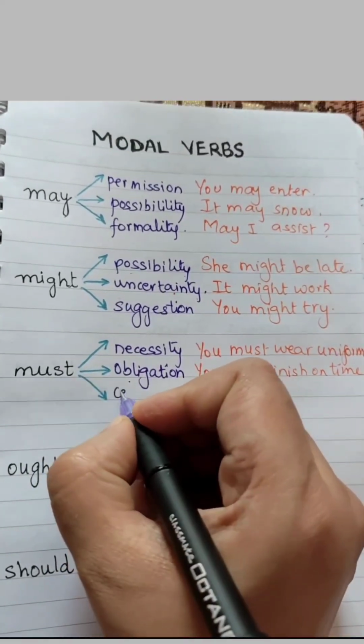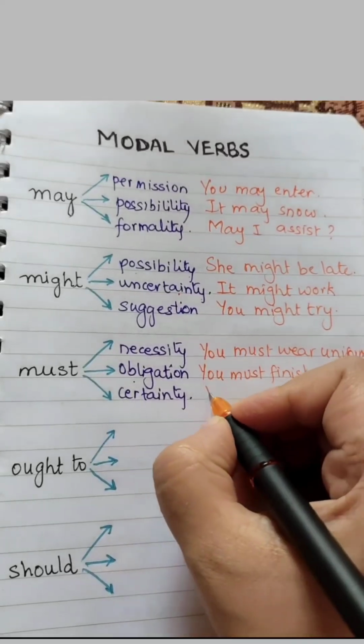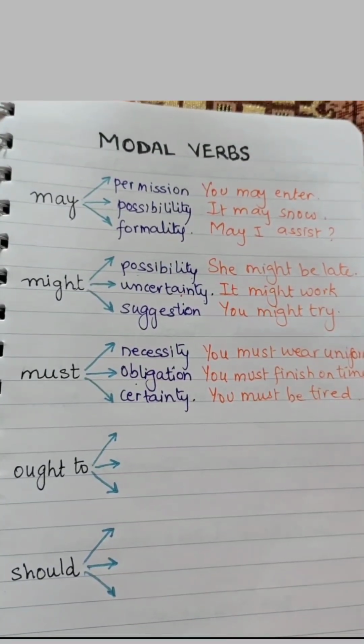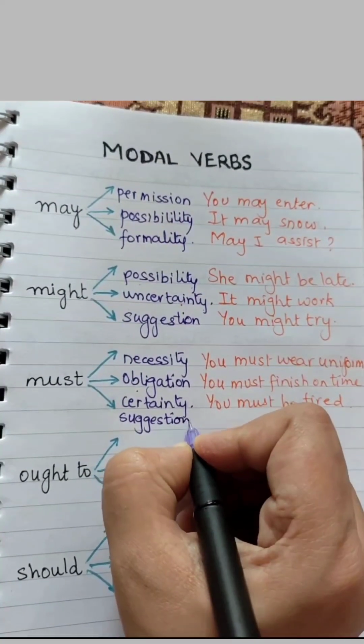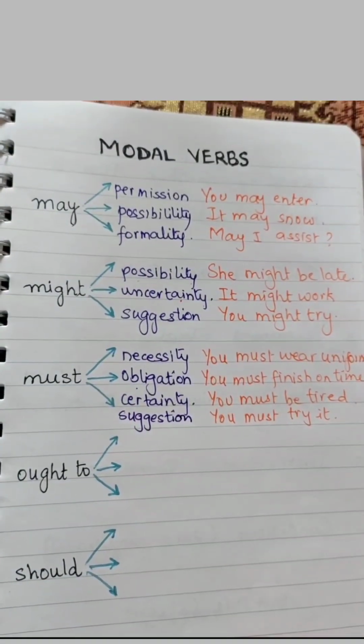Must is also used for certainty. You had been working so long. You must be tired. Must is also used for suggestions. This restaurant serves the best food. You must try it.